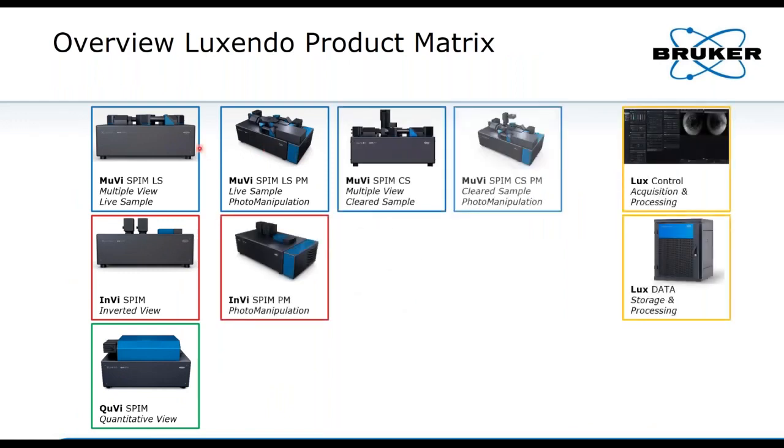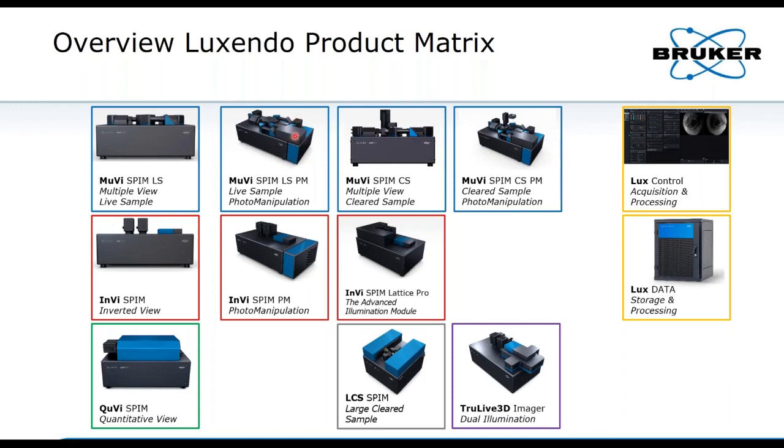I talked about the MOVIE SPIM in its different implementations, the live sample version, the photomanipulation module, the cleared sample version, and the combination of both, the InVSPIM, the inverted light sheet microscope, that can be complemented by the advanced illumination module for more complex illumination with Bessel or lattice beams. We have our upright model, the QVSPIM, for very versatile imaging ranging from cell biology to cleared samples. We have our large cleared sample SPIM system for imaging of very large cleared samples, and especially for applications in the field of organoid and spheroid research, we have a dual-sided illumination True Live 3D Imager. This is complemented by powerful acquisition and processing software, and we also offer a solution for storage and processing to help you manage your data, and the amount of data you generate with light sheet microscopy is usually quite large.